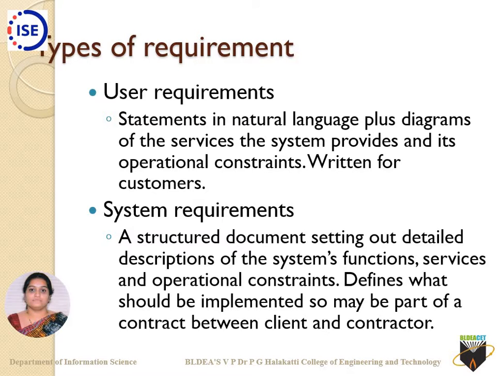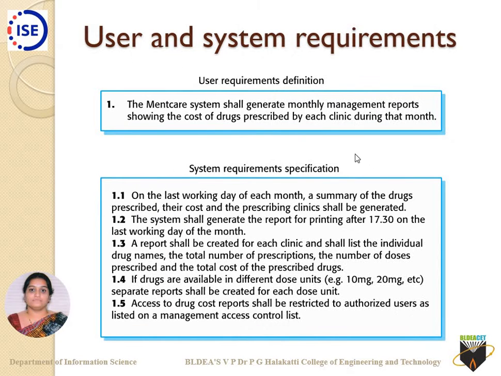Yes, the second one is system requirements. A system requirement is a structured document. What I have in the form of user requirements, I take and turn into a structured document and define it. That is what system requirements are, where ultimately a contract happens between a client and a contractor. This is a real case study.